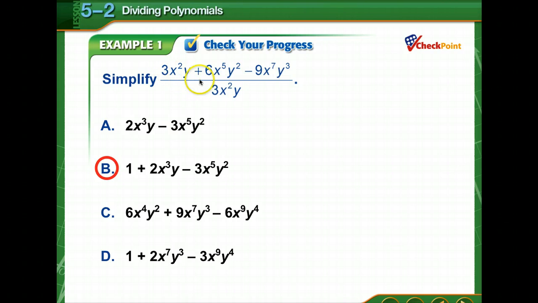So notice 3x squared y over 3x squared y. We're going to have 1. 6 divided by 3 is 2. 5 minus 2 is 3. 2 minus 1 is 2. So 2x to the third y minus 9 divided by 3 is 3. 7 minus 2 is x to the fifth. 3 minus 1 is y squared. So b is our answer.